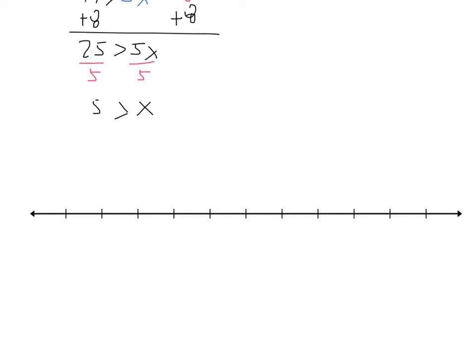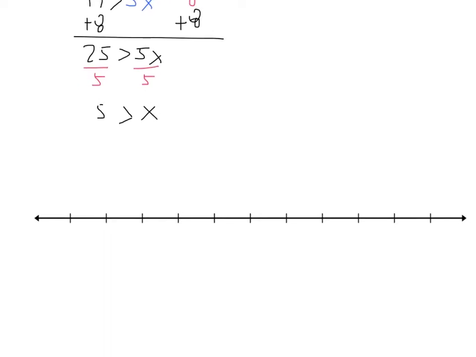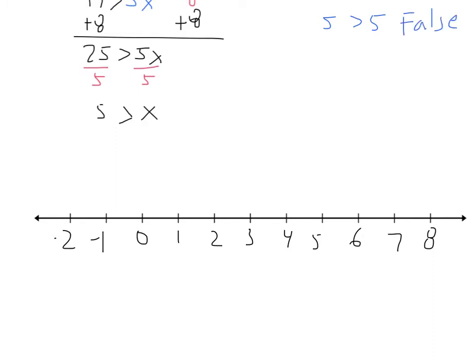Let's think about what all the solutions of this would look like. First let's set up our number line. Now let's check our boundary value. Is 5 a solution? Well, if I were to replace x with 5, 5 is greater than 5. That's false. So our boundary value of 5 is not a solution. So I'm going to use an open circle here at 5.